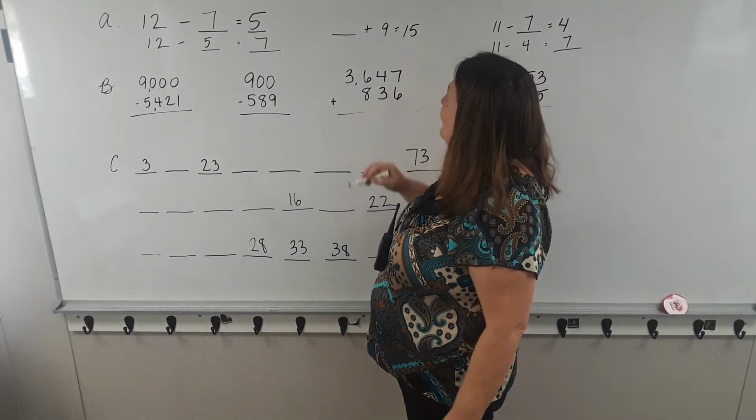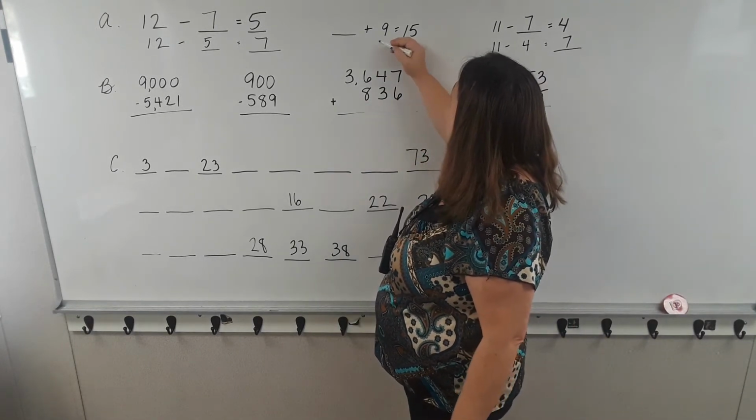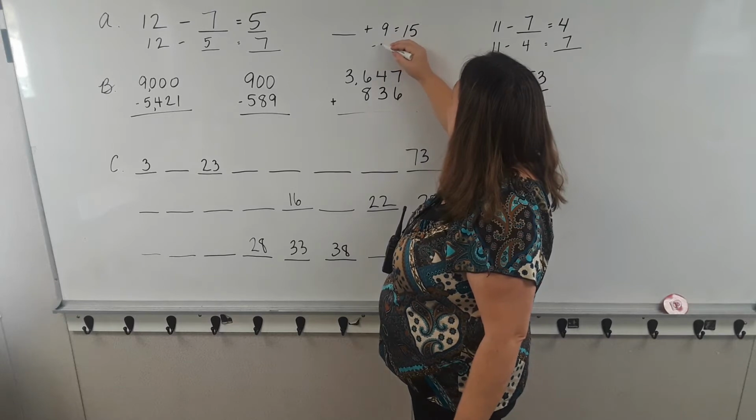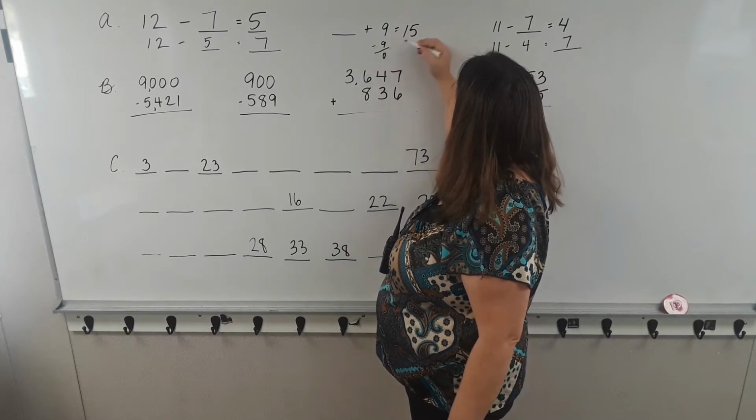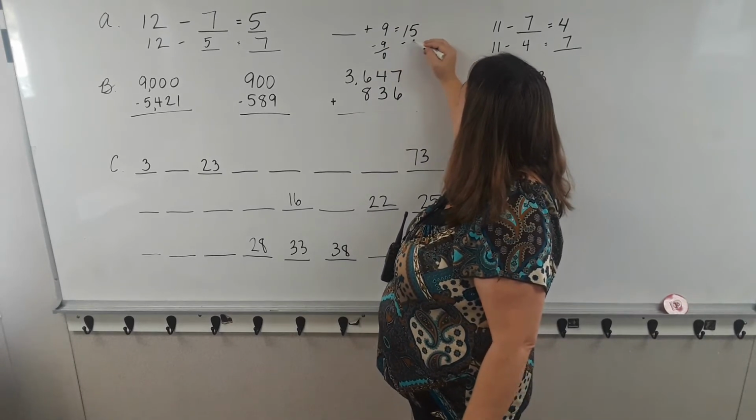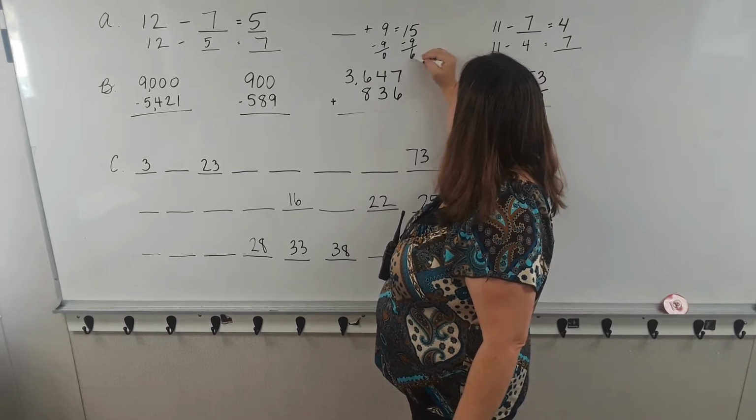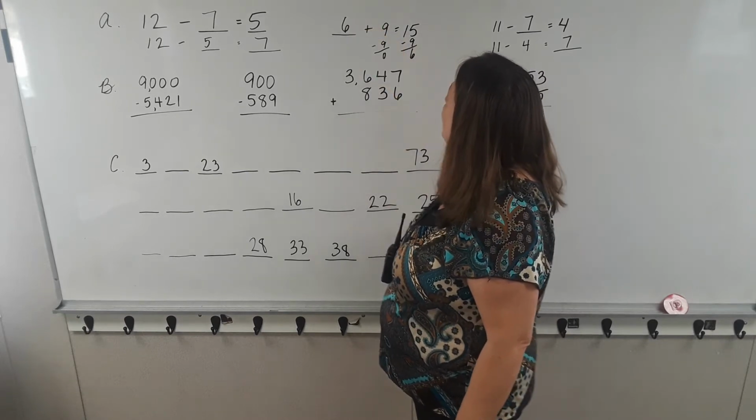Now for the addition, remember, you can always do, instead of plus 9, minus 9. That cancels out. 9 minus 9 equals 0. 15 minus 9 equals 6. 6 plus 9 equals 15.